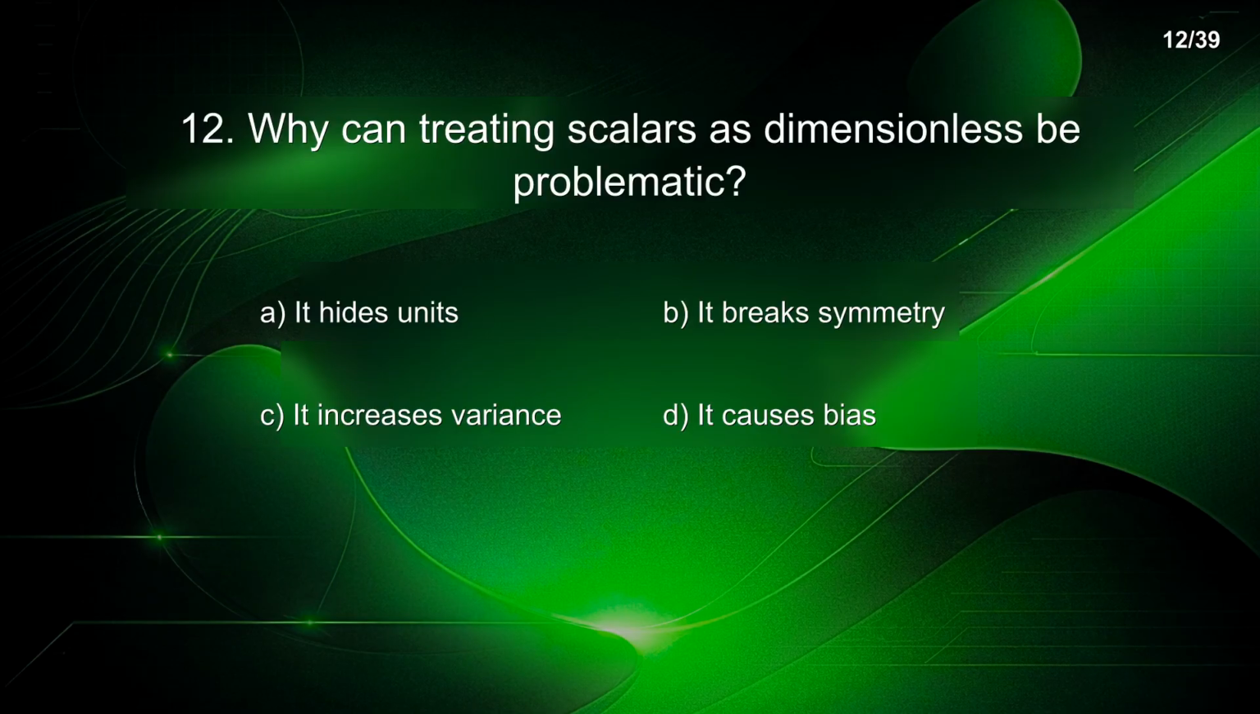12th question. Why can treating scalars as dimensionless be problematic? A. It hides units. B. It breaks symmetry. C. It increases variance. D. It causes bias. Correct answer is A. It hides units.